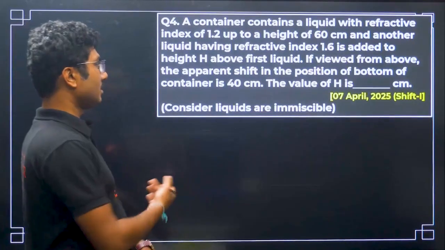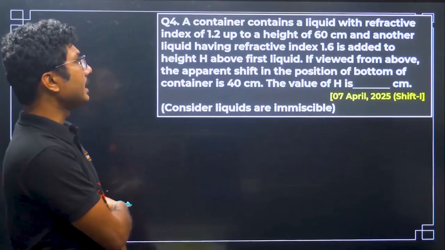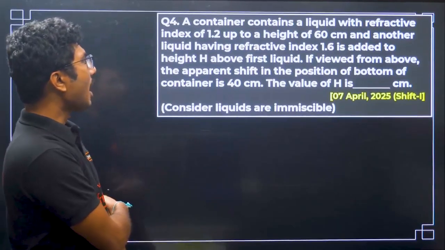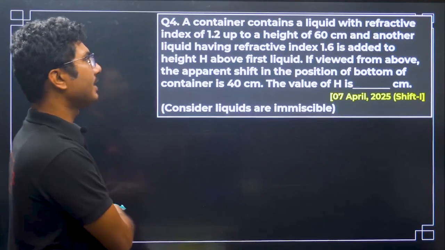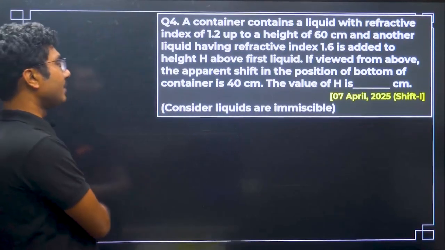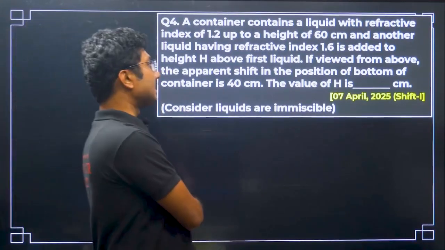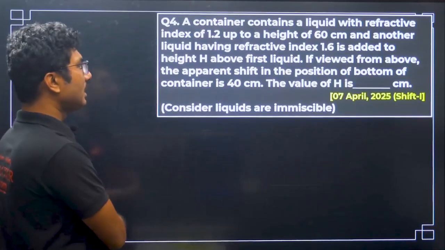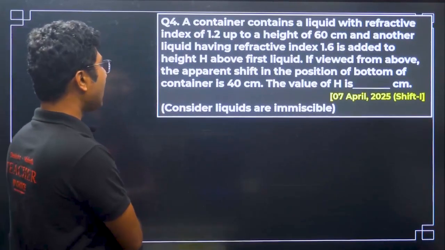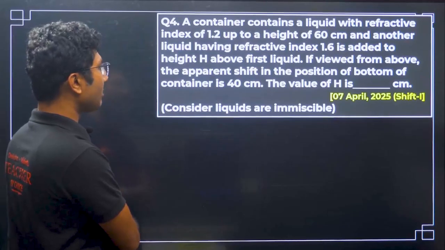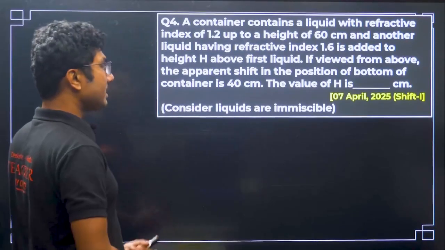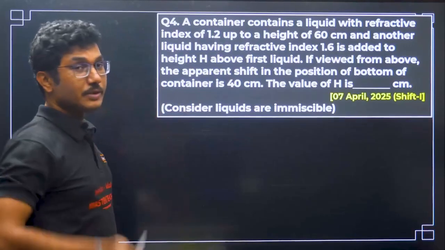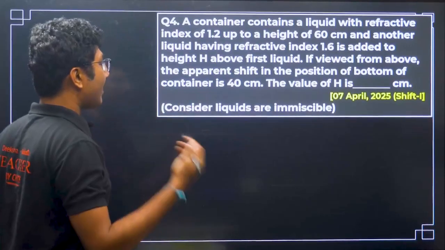Now let's see the next question. A container contains a liquid with refractive index of 1.2 up to a height of 60 centimeter, and another liquid having refractive index 1.6 is added to a height h above the first liquid. If viewed from above, the apparent shift in the position of the bottom of the container is 40 centimeter. Viewed from above, the container appears to be 40 centimeter deep. So the value of h is?